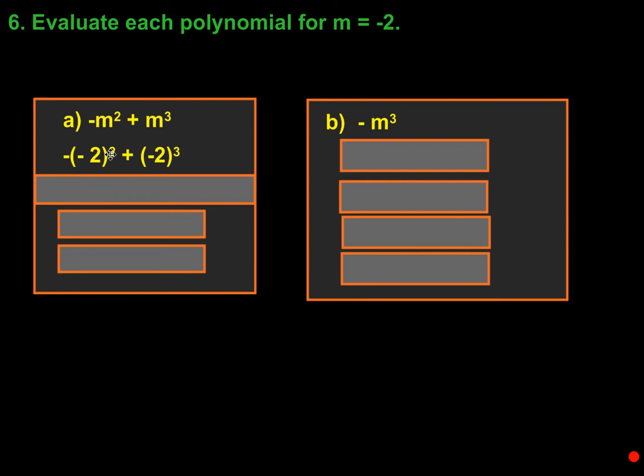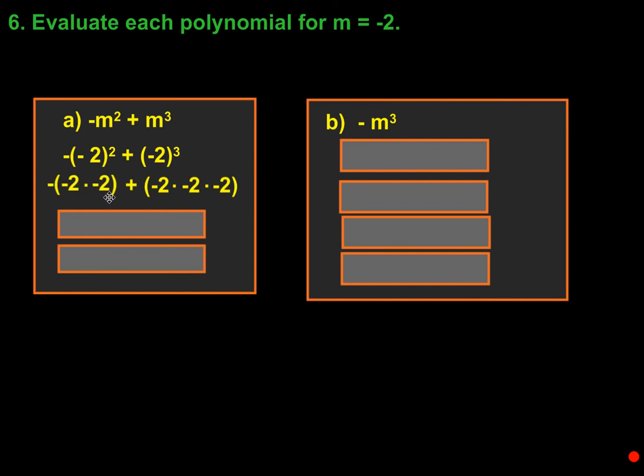Now we can go ahead and solve exponents first. So we have negative 2 to the second power, which means negative 2 times negative 2. And we have negative 2 to the third power, which means negative 2 times negative 2 times negative 2. This negative is still outside the parentheses for now. We're not utilizing it yet.